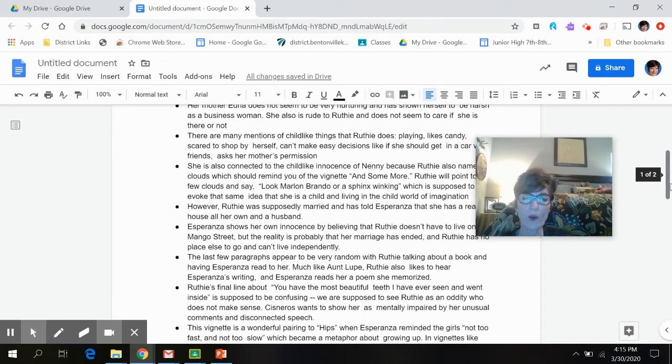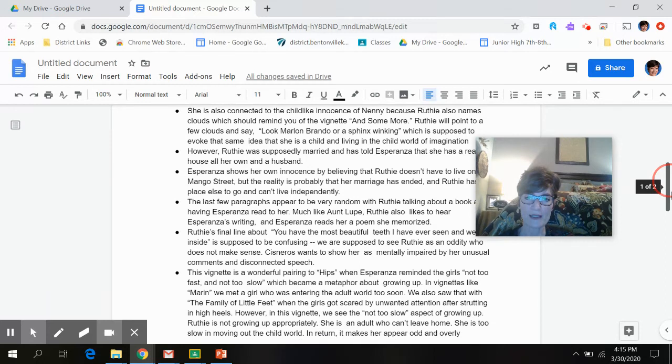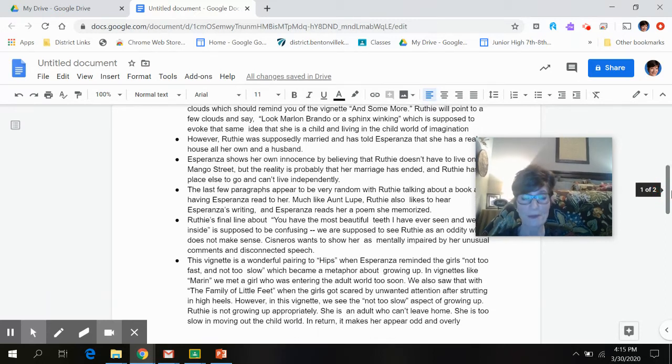So Ruthie is quite a conflicted character. She wants to be an adult, but yet she's trapped in the child world. Now, the thing that this vignette connects back to is that idea of the child world versus the adult world, which is a major motif in this book. It's a wonderful pairing to Hips, which is the last point down here that I have. And if you remember, Hips was the jump roping vignette where they were talking about making up rhymes about growing up. Nenny was the only one who wasn't able to do it. And she was only making up rhymes that were already there.